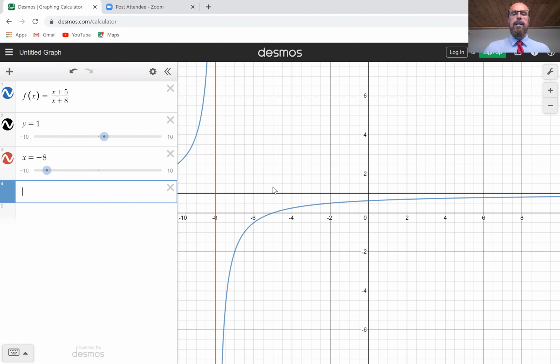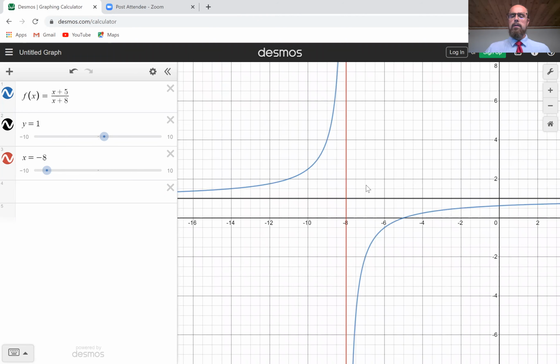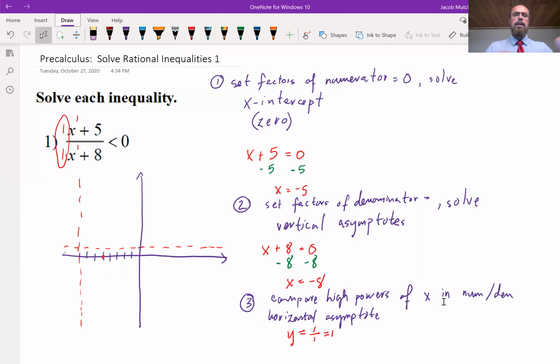So all I need to check is where the pieces of the rational function are placed. On the left, that blue line, especially if I grab this and scoot the graph over, the left side is above the horizontal asymptote. The right side is below. So that's really all I need to see. I'm going to go back to my notes screen just to sketch in what we've seen here on Desmos.